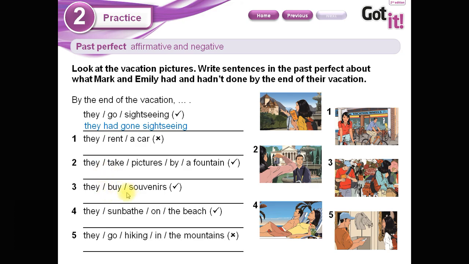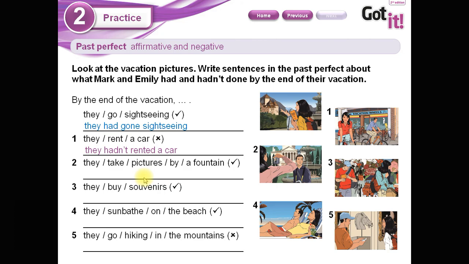Lo que estoy indicando son las acciones que yo debo usar en participio y agregar had or hadn't. That's the only thing you have to do. Pretty easy. So in this one says they, negative. So I have to use hadn't. They hadn't. Then we have rent, rented. Okay, it's a regular verb, a car. They hadn't rented a car.